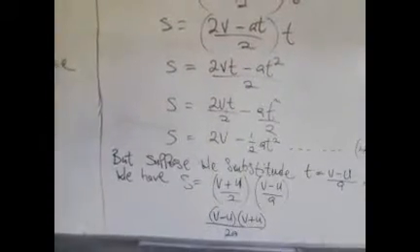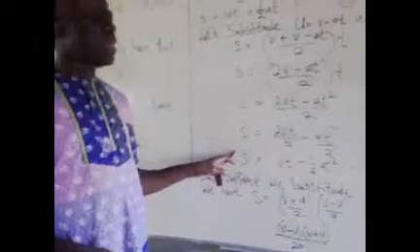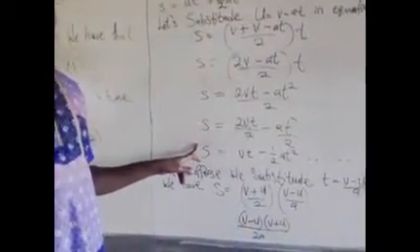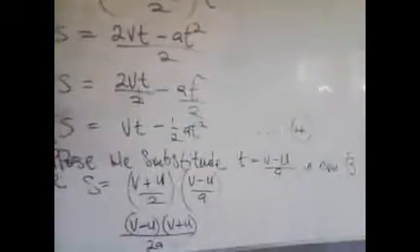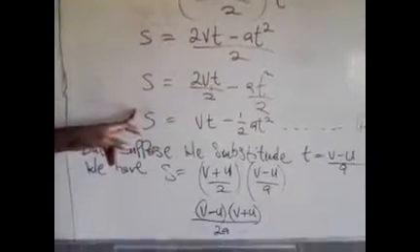And 2 cannot cancel AT squared, so we write it as half AT squared. So we have that S equal to VT minus half AT squared. Call it the fourth equation of motion.